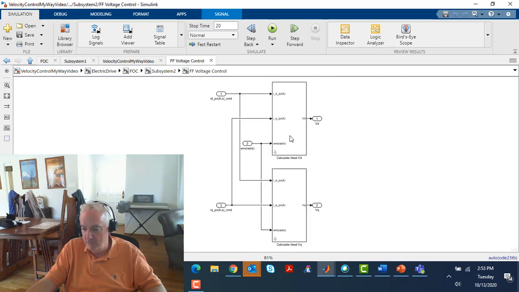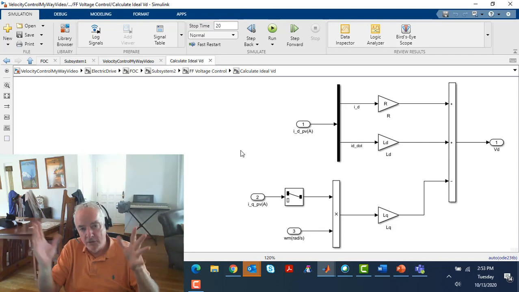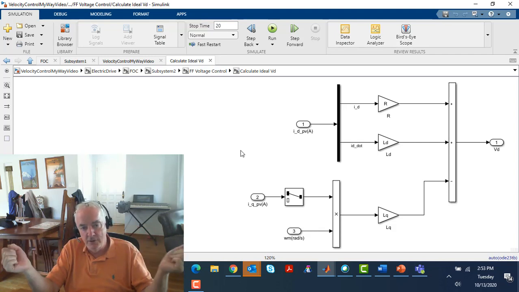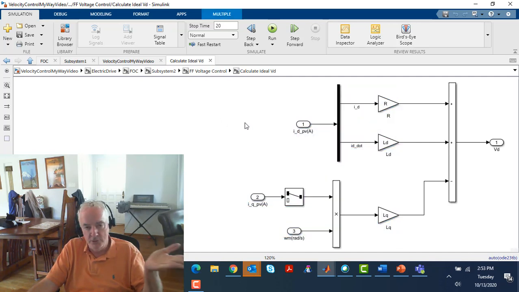So let's go into feed forward. We'll see that the upper block calculates V sub D and the lower block calculates V sub Q, right? And I think this is really interesting, and my point here is, we're not seeing any integrator blocks, we're not seeing any derivatives. All we're seeing here is a simple algebraic calculation based on the states of the system, which are expressed by the currents and the angular velocity, right?